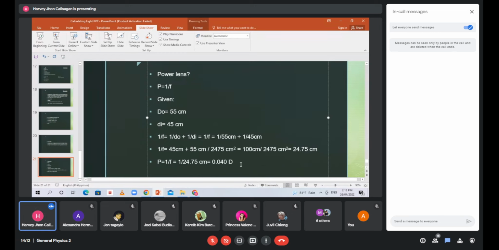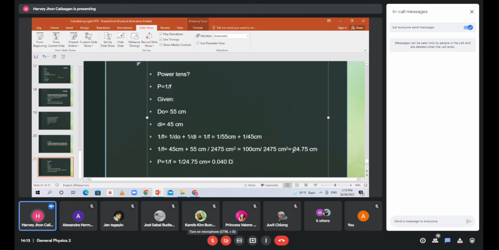Since our focal length is positive, it means that the image formed here is a real image. It means that the lens did not create any alteration to the image. Instead, what the lens did is copy the structure of the object and reflect it to the other side. So everything is positive, from the focal length to the DI to the DO.